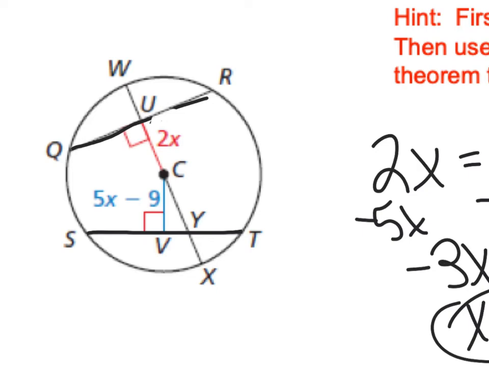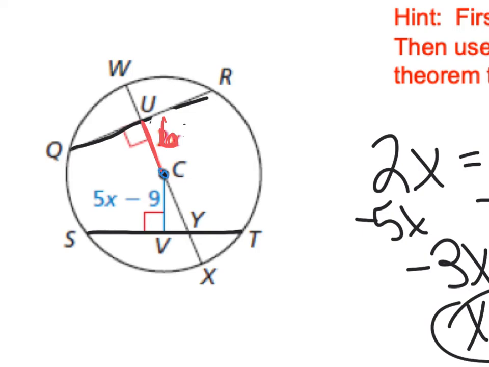So I know that this is equal to 6, because 2 times 3, because x equals 3, is 6. Okay, so I know that this red segment, I'm actually going to make that red, is 6. So this length right here is 6. What it's asking us to find is the length of the radius.